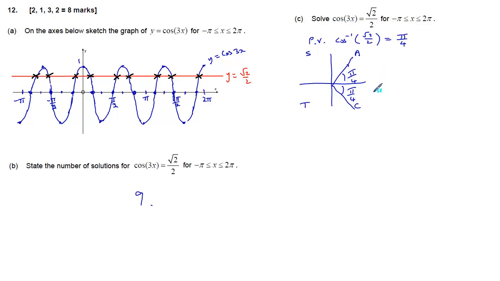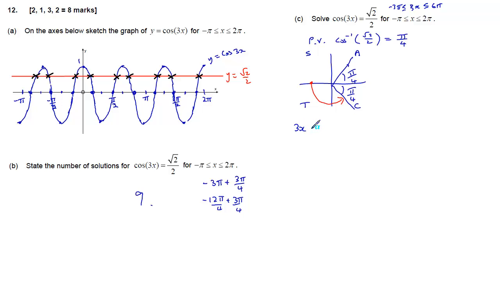Now there are various ways of going about this. One of which is, because we're solving for 3x, let's look for 3x between negative 3 pi and 6 pi. So starting here at negative 3 pi, I come around to here. So from negative 3 pi, I've come forward 3 pi by 4. So that's negative 12 pi by 4. Add 3 pi by 4.